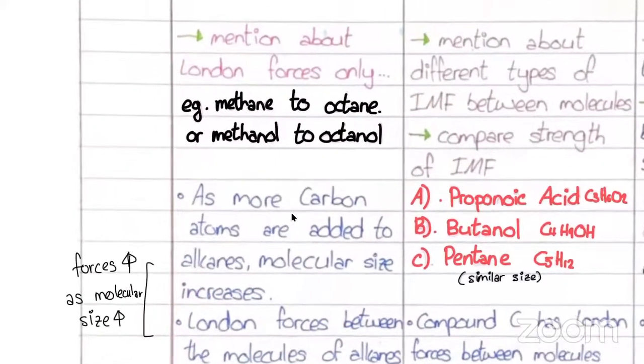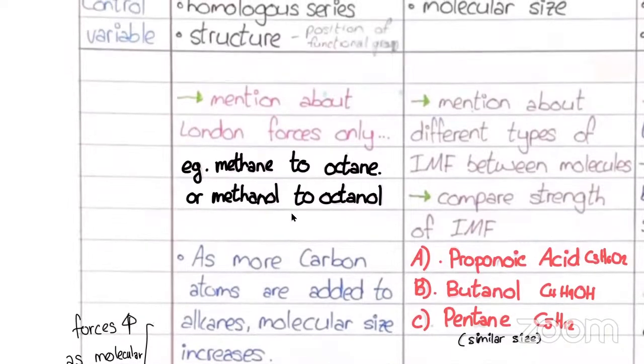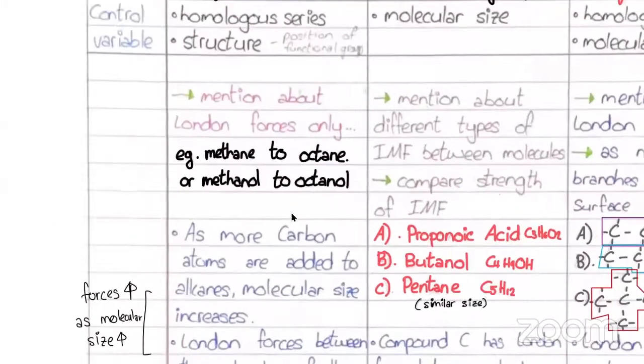Because when we move from methane to octane, what is changing is the amount of carbons in the main branch. So what's the carbon main branch? Remember, we said that the carbon main branch has London forces only. So if you are going to take the carbon main branch and increase it, you are only affecting the London forces. So irrespective of which compound you're comparing, methane octane, methanol octanol, whichever you are comparing, you will only mention London forces. We mention about London forces only.